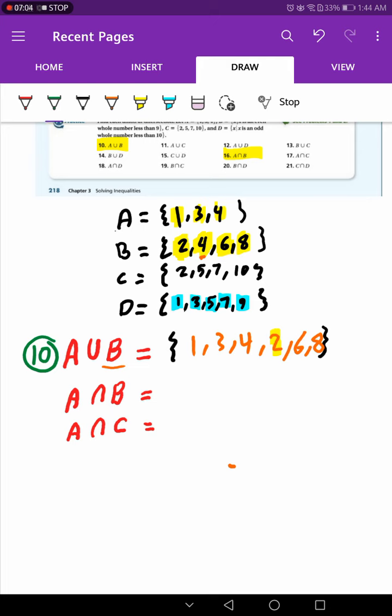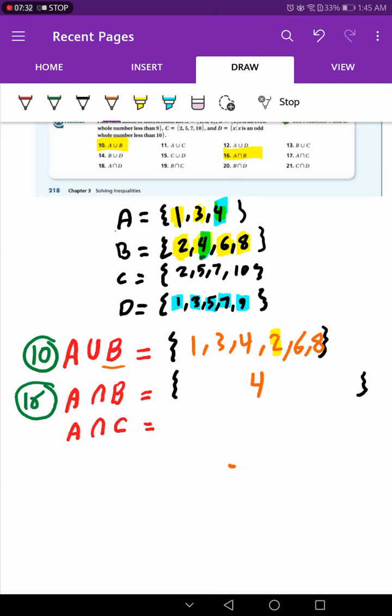Okay, it is 16 now. It is A intersect B. Let's go. I draw the braces here, and find the similar elements between A and B. Actually, it has only one similar element, which is number 4. So I will write here 4, then I'm done.